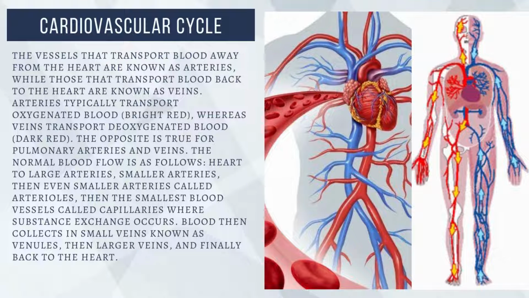The normal blood flow is as follows: heart to large arteries, small arteries, then even smaller arteries called arterioles. Then the smallest blood vessels called capillaries, where substance exchange occurs. Blood then collects in small veins known as venules, then larger veins, and finally back to the heart.